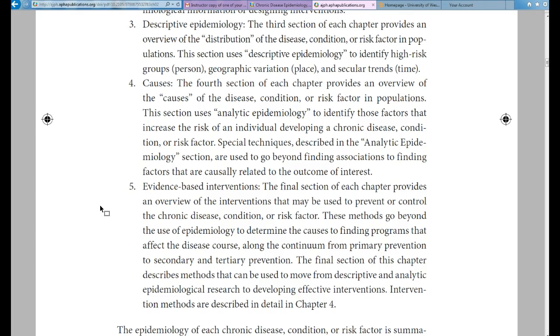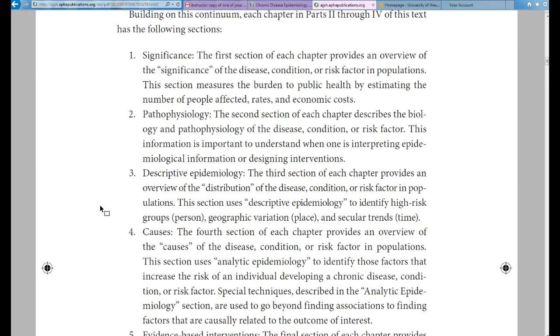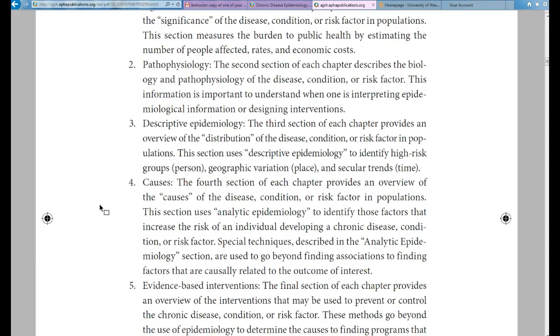And so when you complete your lit review, as you are conducting that, it would be beneficial for you to find literature that discusses the significance of diabetes, or the pathophysiology of obesity, or the descriptive epidemiology of arthritis. So whatever your specific illness or disease is, I would focus my lit information on these 5 areas.